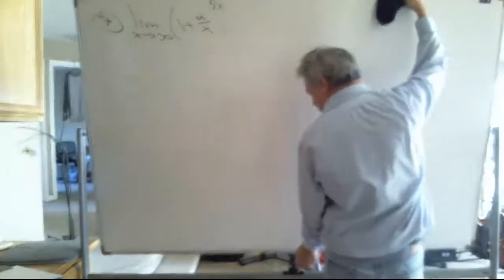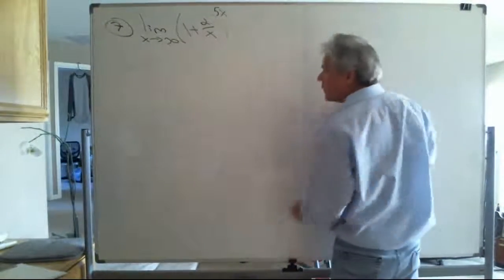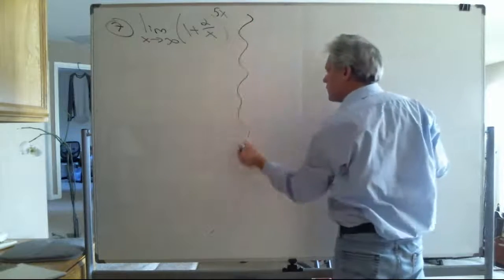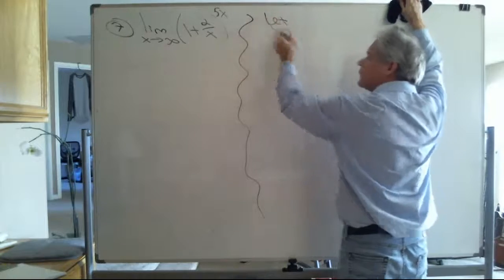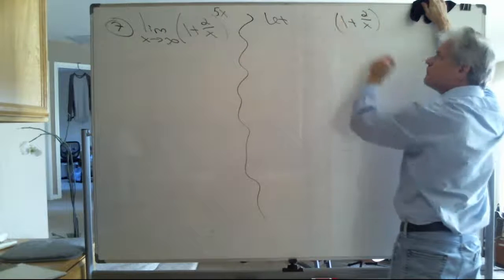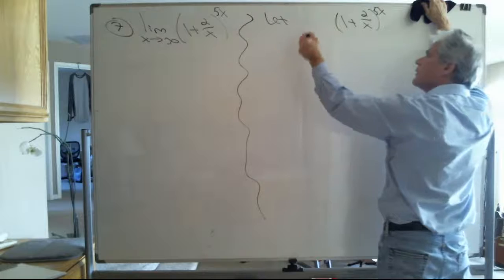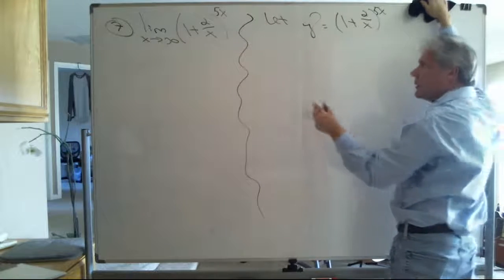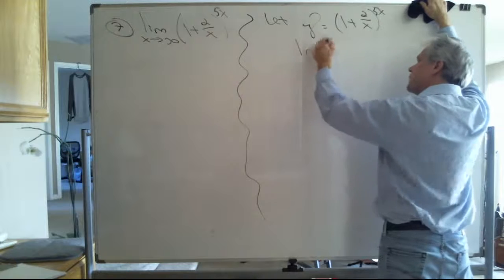I just give myself more room. So here's what I want to do. Pull down a nifty piece of scratch paper. Let's go ahead and take this expression, this algebraic expression in x, and let's give it a name. Now you may not see why yet, but allow me to take the natural log of both sides.